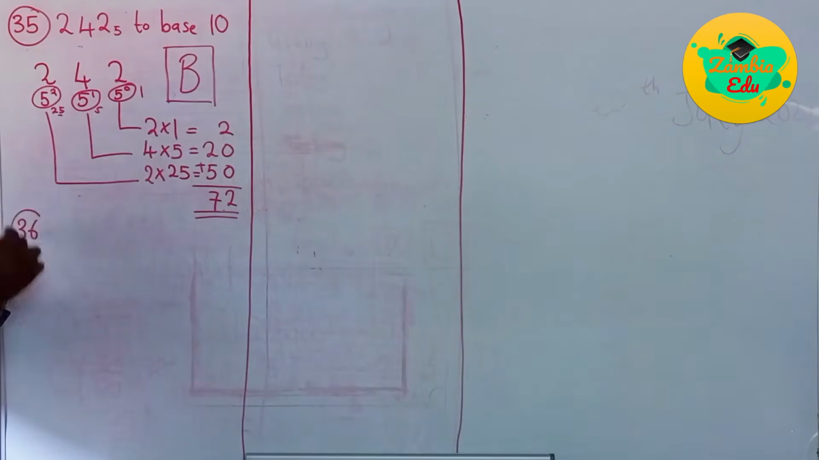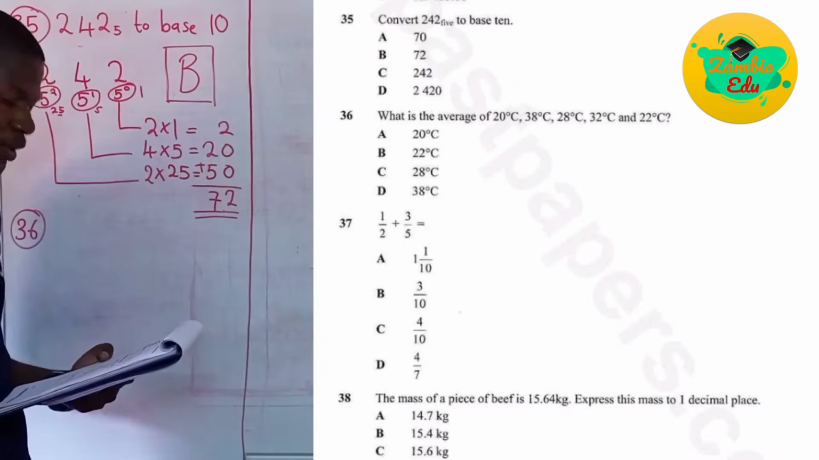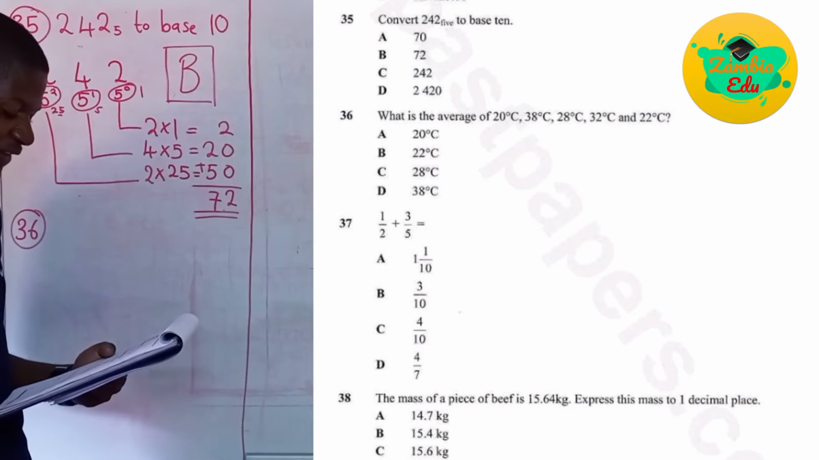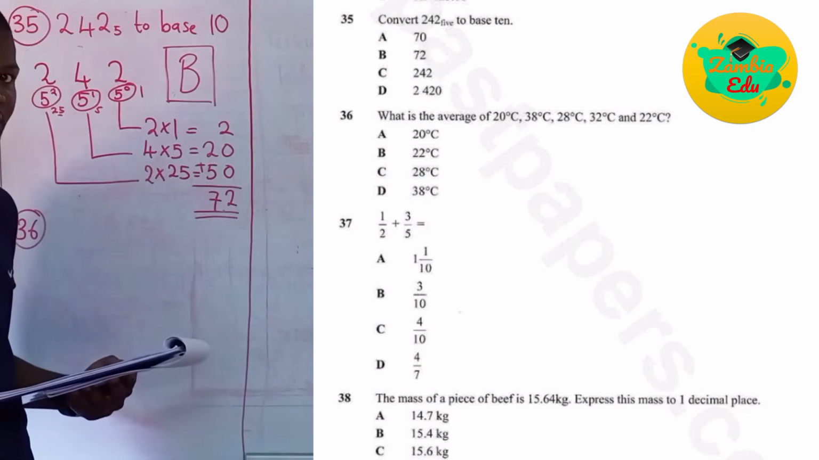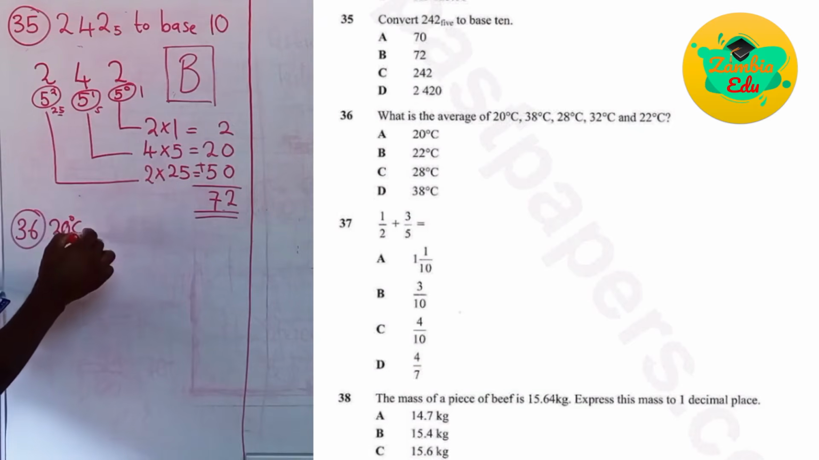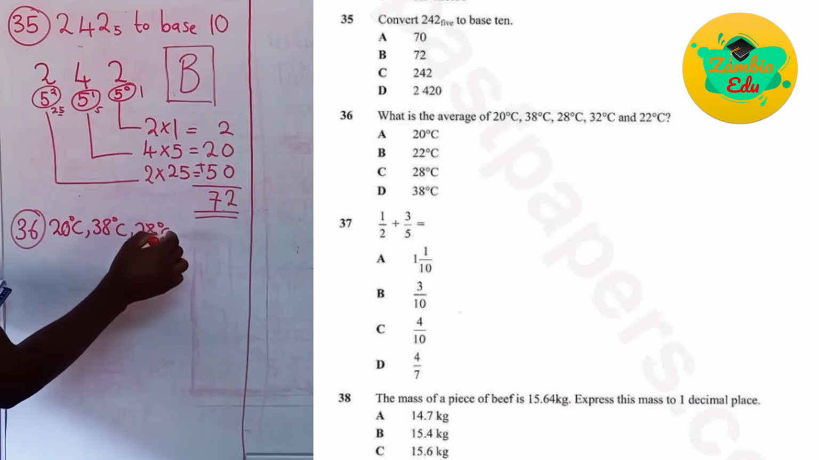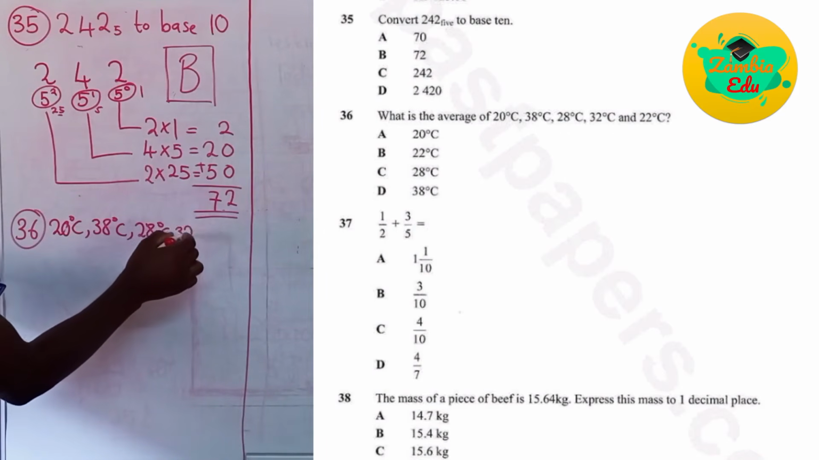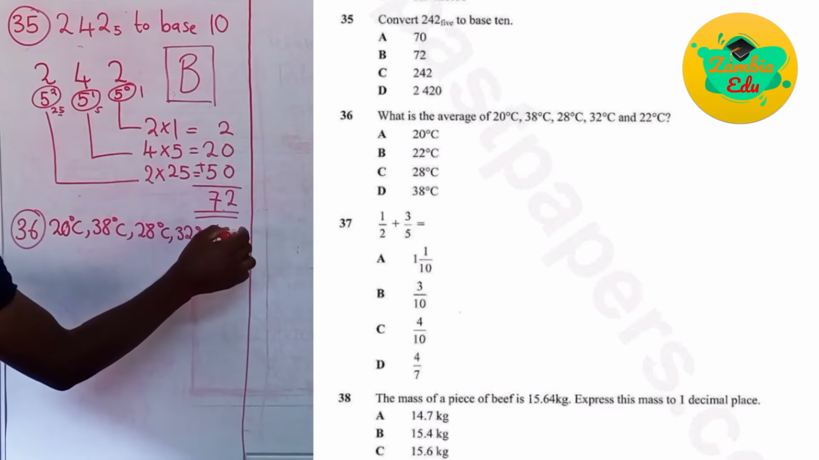When we go to question 36, it says, what is the average of 20 degrees Celsius, 38 degrees Celsius, 28 degrees Celsius, 32 degrees Celsius, and 22 degrees Celsius? So we've been given 20, 38, 28, 32, and 22 degrees Celsius.